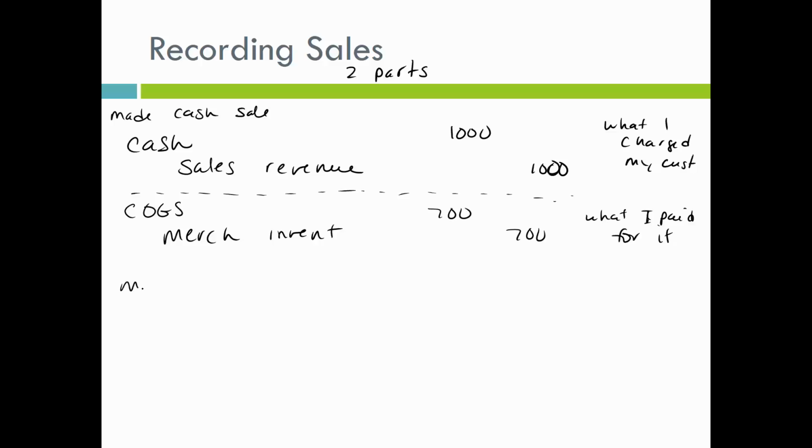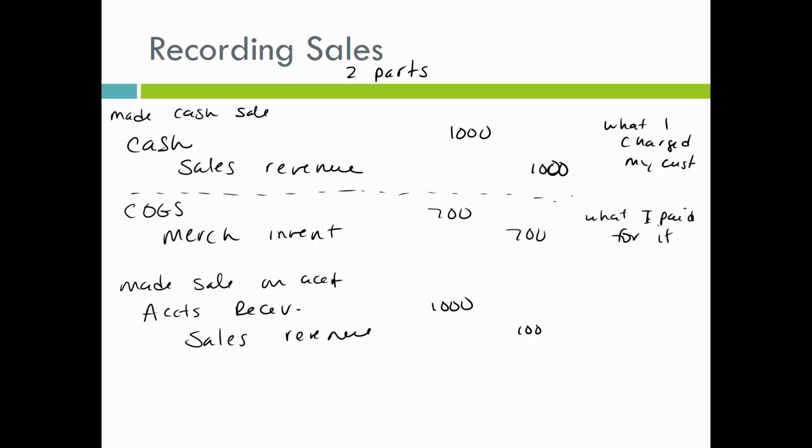Let's say I made a sale on account, which is going to be your more normal one. This is really what we're going to see. Instead of cash, I will debit accounts receivable. Let me write that out. And I will credit sales revenue. Again, this is what I sold it to the customer for, so let's say that's $1,000.